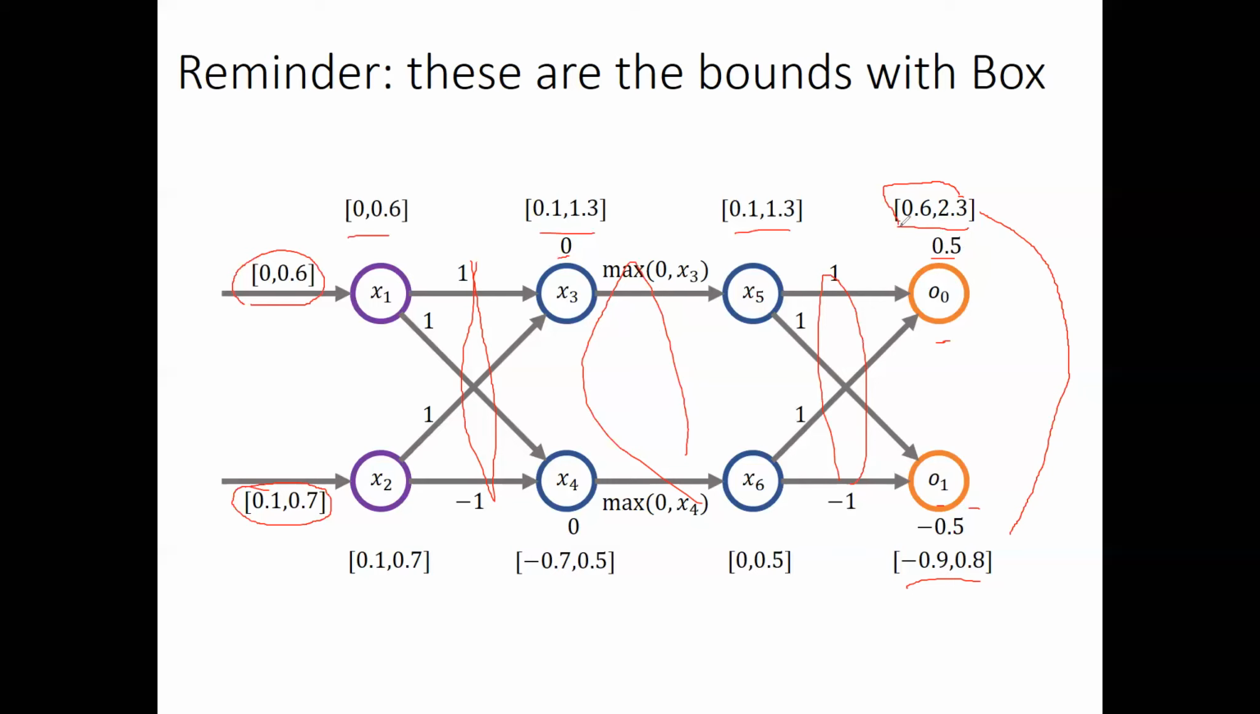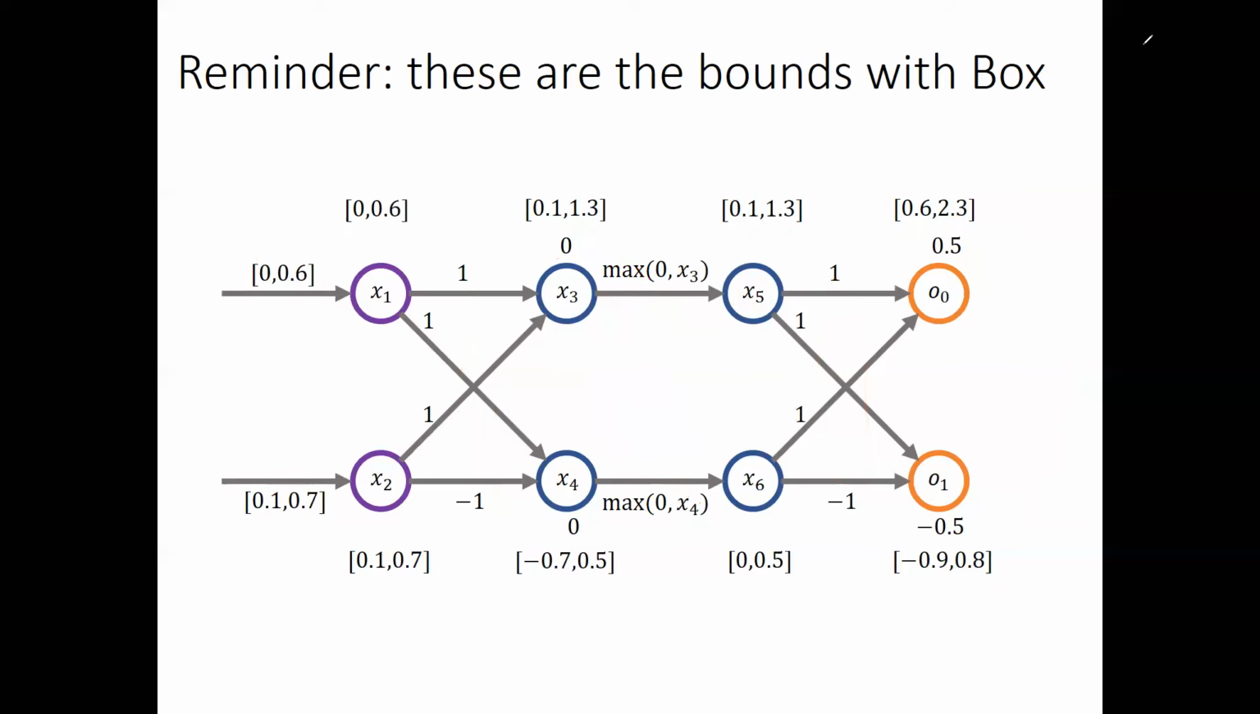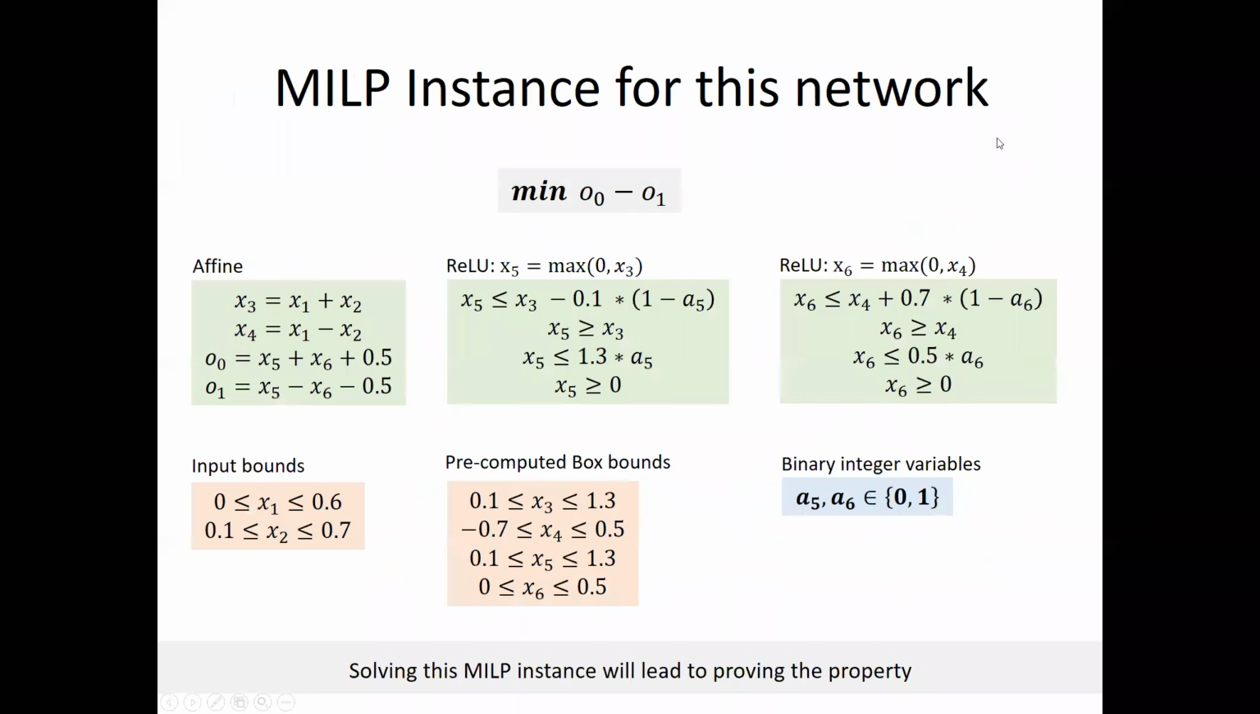Of course, it may not hold and then it would fail, but maybe it holds and would succeed. In this case, it holds, but the box analysis was just too imprecise. So let's take our network together with the box bounds and encode it using the encoding that we saw. How would this look?